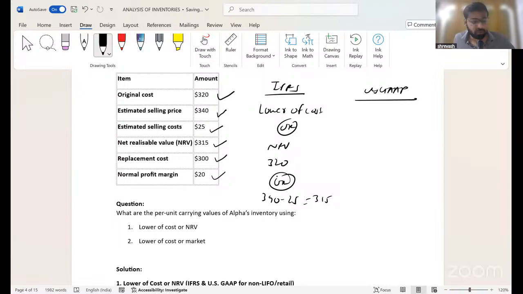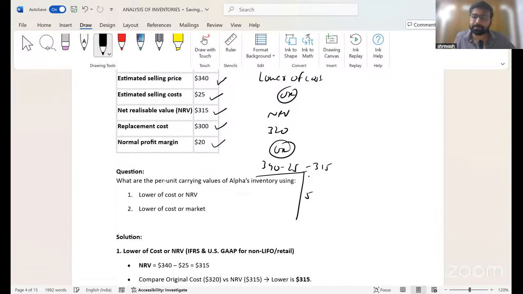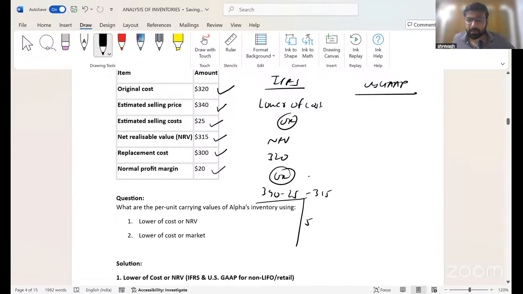So, sir, actually the NRV is lower. What do we do? Sir, we reduce or write down the value of inventory by how much? By 5 rupees. Simple as that. Okay. Sir, what about US GAAP? Sir, it is lower of cost or market. In case of LIFO or retail sales method, but in case of FIFO or weighted average, the logic remains the same. It is lower of cost or NRV. So it is going to be the same, no difference.